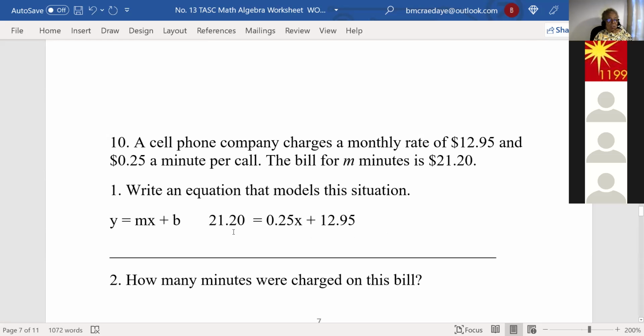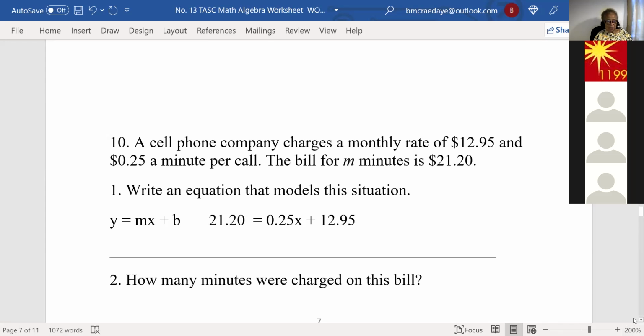Now the minutes you solve, and that's what you should do. Take this equation and solve it for X. That would give you number 2. And what do you have to do to solve for X? Subtract $12.95 from both sides and divide that result by 0.25. So do that. Subtract the $12.95 from both sides, divide the result by 0.25, and you get the minutes you were charged. That's the second part.